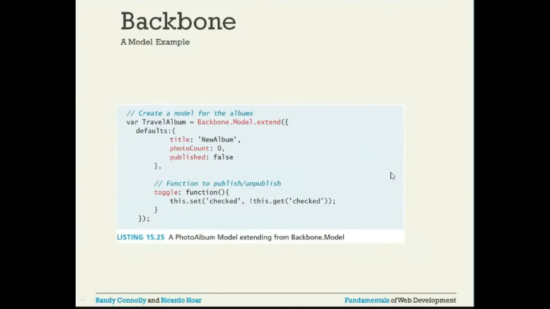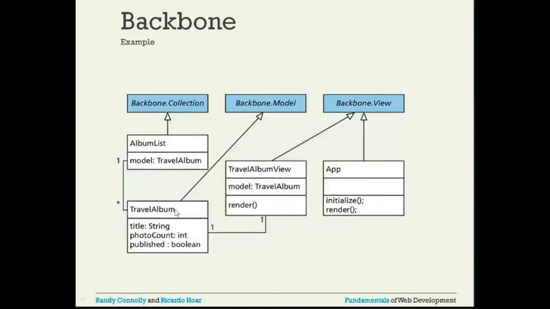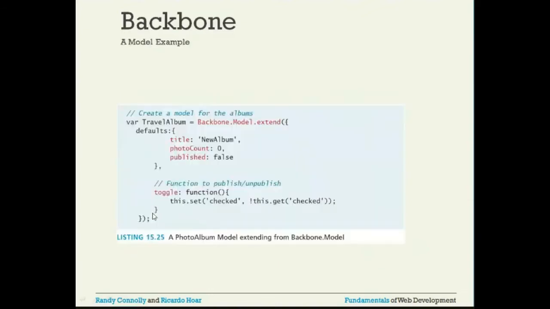And this is the example of a model, a photo album model extending from the backbone model. Create a model for the albums. This is variable travel album. Whatever the UML diagram you are seeing, the same thing is used in the code. This is the model travel album. Travel album variable is equal to backbone dot model dot extend. By extending this particular object backbone dot model, we can create the backbone models.